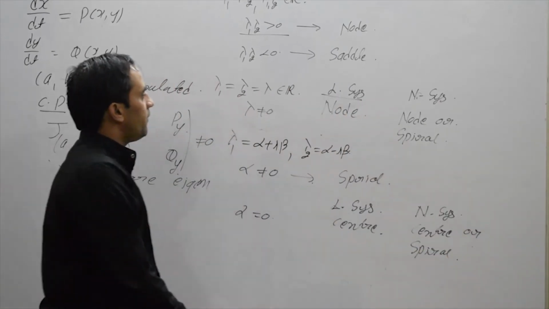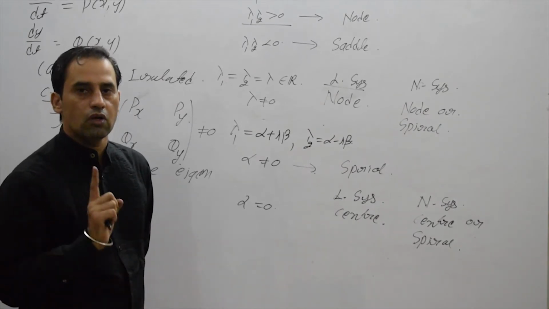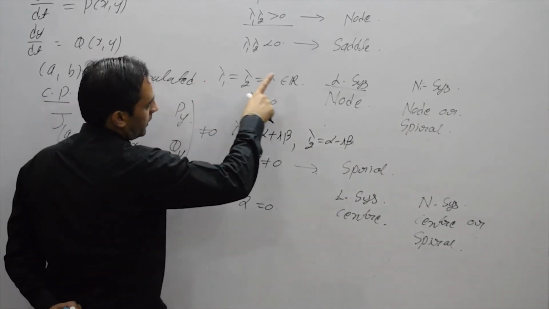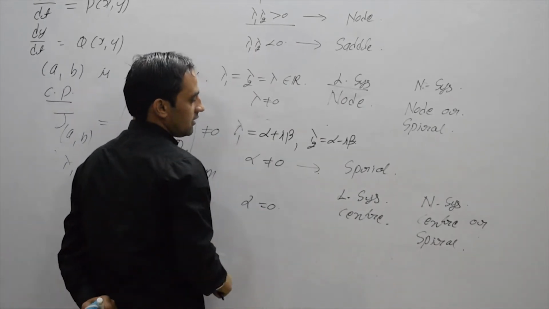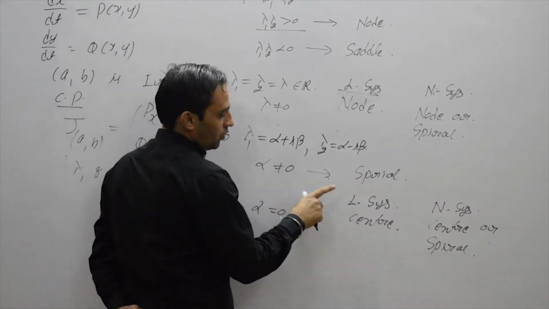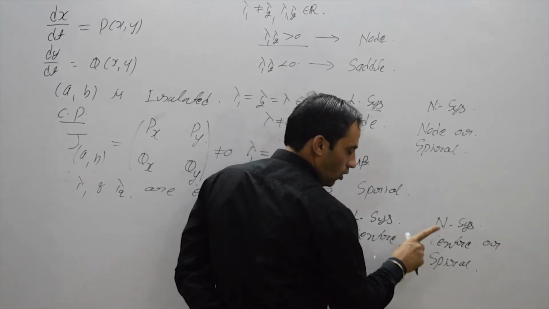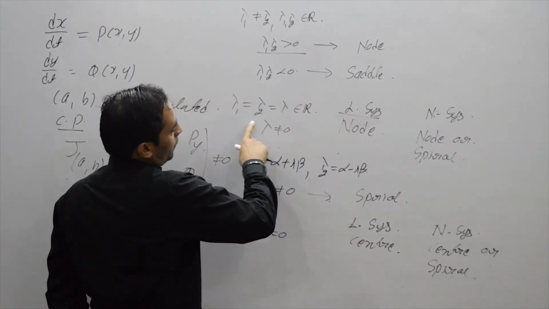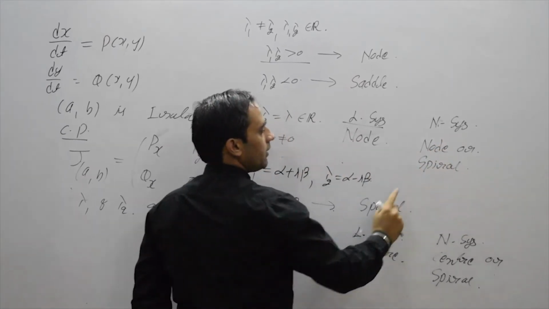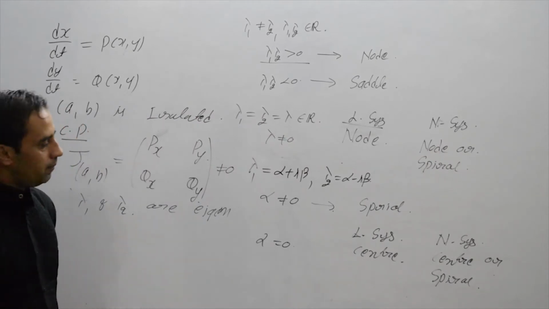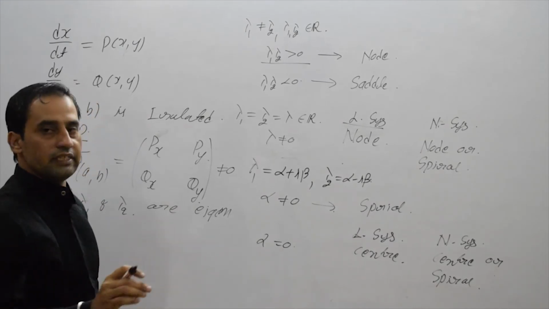So there is only a difference between the classification of the critical point for linear and non-linear systems whenever roots are repeated and real, or roots are purely imaginary. Whenever roots are purely imaginary, for a linear system it is always a center, and for a non-linear system it is always a center or spiral. And for the repeated real roots case, it is a node whenever the system is linear and a node or spiral whenever the system is non-linear. So this is the classification whether the given system of equations is linear or non-linear.